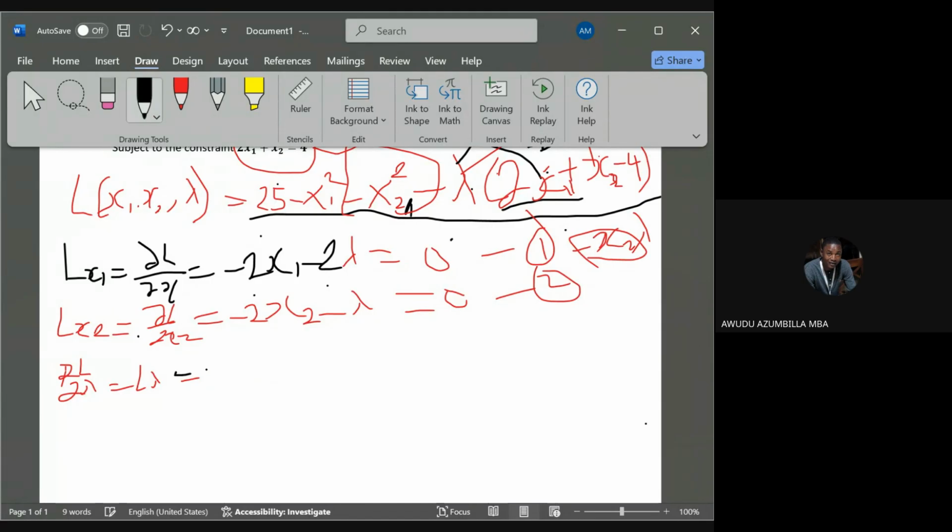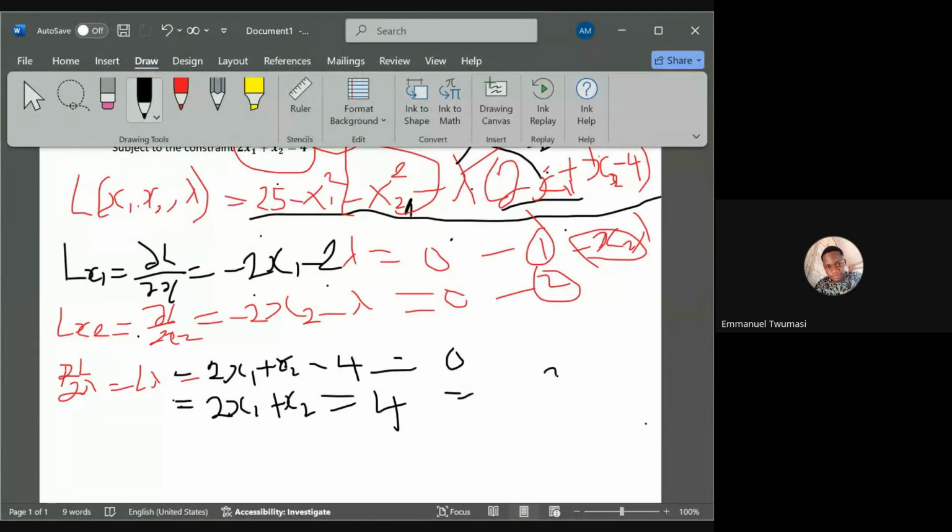So we are going to get the same function as 2x1 plus x2 minus 4, and this is equal to 0. And you can rewrite this one as 2x1 plus x2 to be equal to 4. We are just sending this 4 across. This is equation 3.